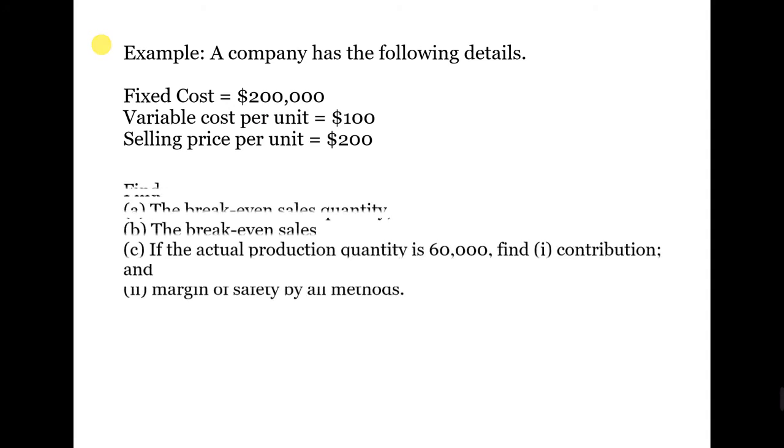Let us try to solve the sample problem. A company has the following details. Fixed cost is equal to $200,000. Variable cost per unit is equal to $100. Selling price per unit is equal to $200. Now, we need to find the break-even sales quantity, the break-even sales, and if the actual production quantity is 60,000, we need to find the contribution and margin of safety by all methods.